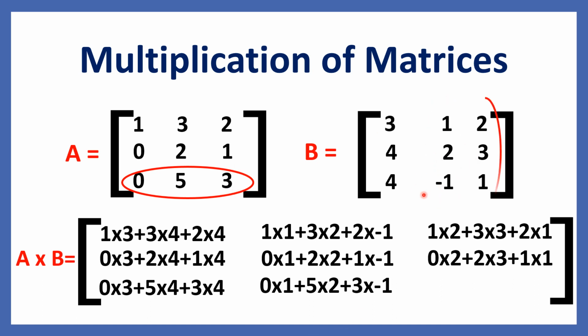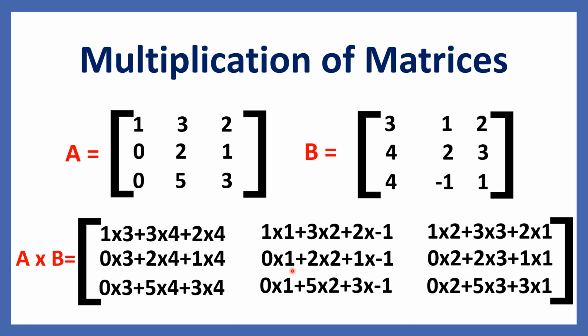So that is over. Now we have to consider the next column. Third row of matrix A and third column of matrix B to get the last element of the resultant matrix. And the last element we get as 0 into 2 plus 5 into 3 plus 3 into 1. Now we got all the values in the resultant matrix. Next, we have to multiply each of these values and make all these additions to get each of these elements.